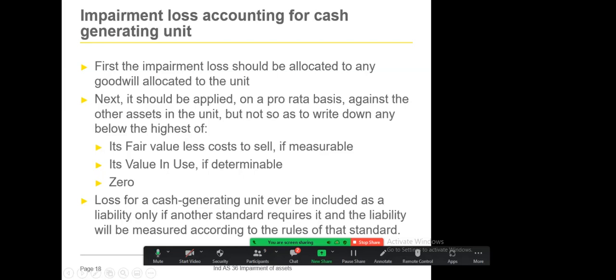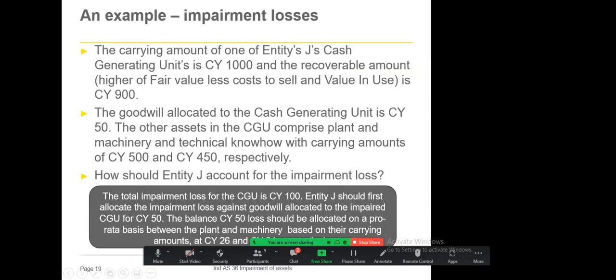So that means you cannot make the carrying value of an asset negative. You can either make it zero or you can make it positive, but you cannot make it negative. Any remaining loss for a cash generating unit should be included as a liability only if another standard requires it, and the liability will be measured according to that specific standard. Let us understand this with the help of an example.